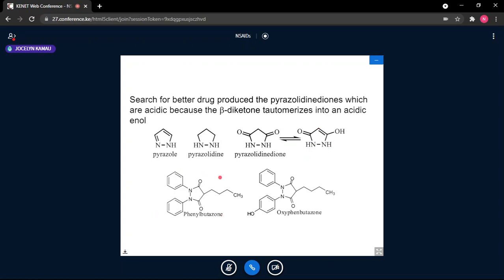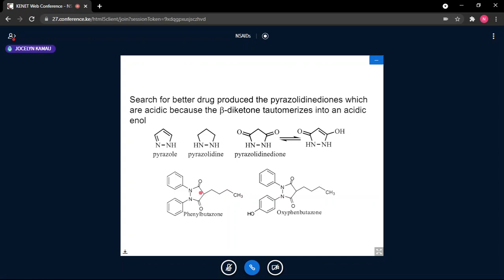Out of that, we have phenylbutazone. If you look at this drug, it's position 1, 2, 3, 4, 5. It is a 3,5-pyrazolidinedione, and at position number 4, the best group found for anti-inflammatory activity was an n-butyl group. An n-butyl group, not branched, was found to give us the best activity.